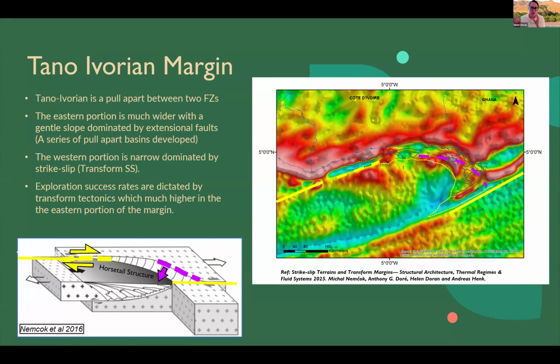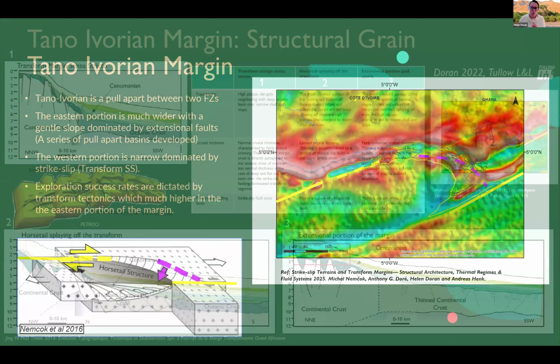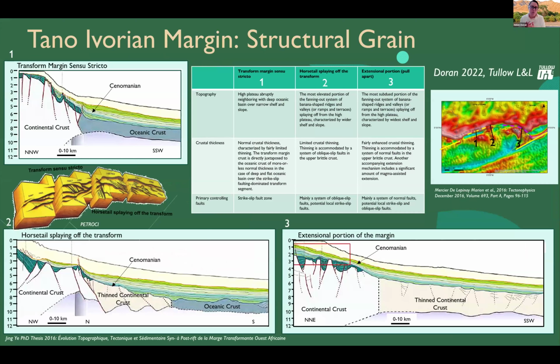So the structural contrast plays a critical role in exploration success along the margin, and we see much higher success rates in the eastern part of the margin where the extensional tectonics dominates. And we want to understand why that is in terms of the key play elements. So we're going to really just focus in on that today and unravel each of the individual play elements. So to start with, we're going to take a look at the different segments. And we have on the slide here 3 seismic lines numbered 1, 2, and 3, and I'm just going to move through them very briefly.